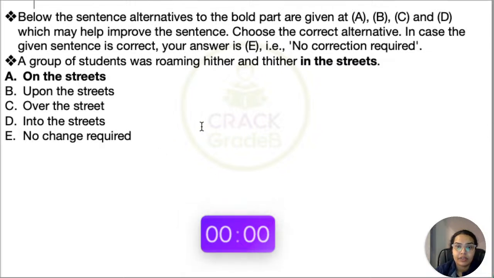And so you can see there is a point of difference. Streets, everywhere is the same, the place is the same. So a group of students was roaming hither and thither everywhere on the streets. In is used with streets, but the context here of people roaming, this is going on the surface of the streets. That's why on is the correct answer.